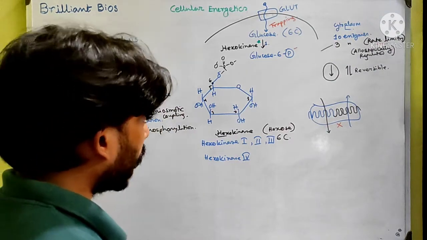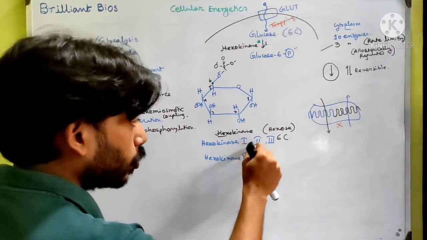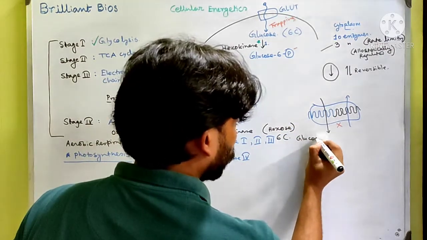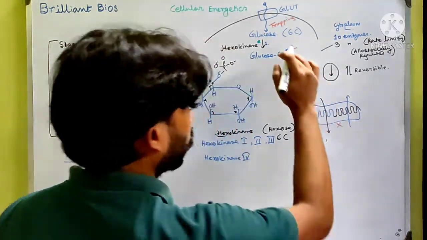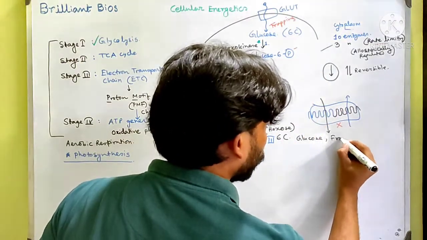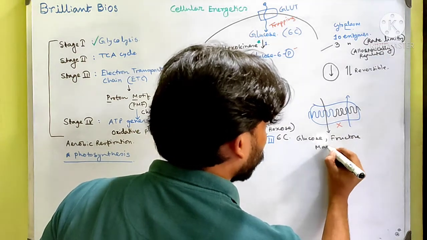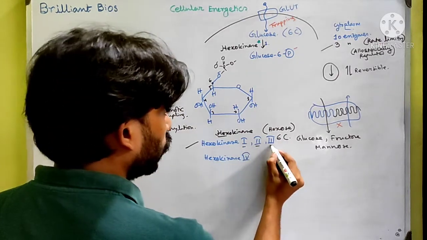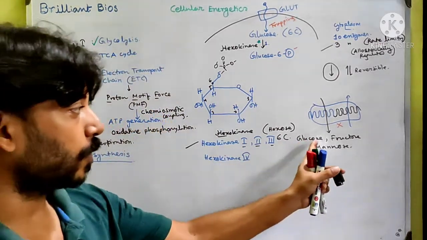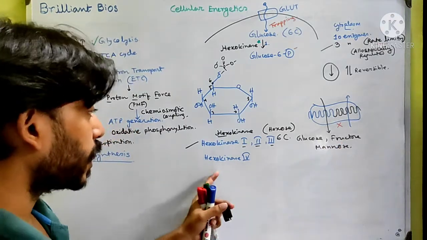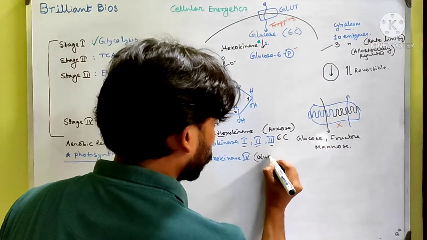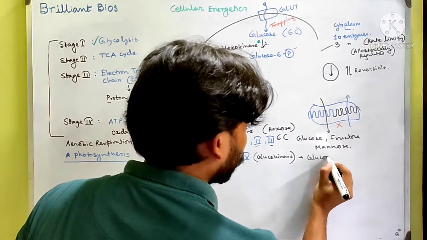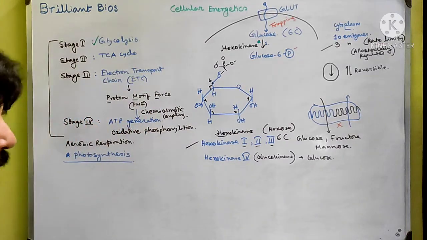Now this hexokinase 1, 2 and 3 can convert not only glucose, but also fructose and mannose. You have to understand this. Hexokinase 1, 2 and 3 can convert glucose, fructose and mannose, but hexokinase 4, specifically known as glucokinase, can convert only glucose. So glucose is the only substrate for glucokinase.